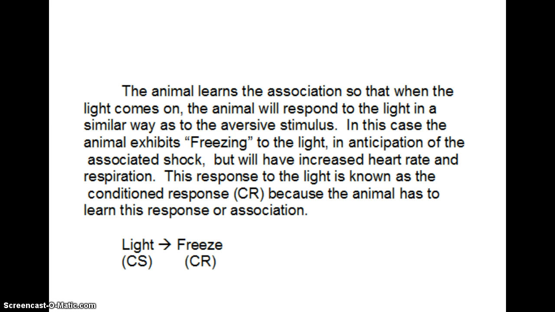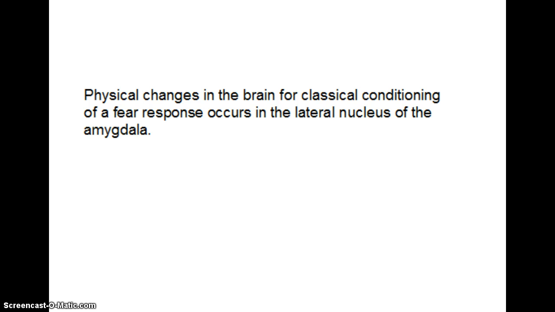So the conditioned response, which this is now called, is sometimes a little bit different, but is essentially very similar to the unconditioned response. But because it is occurring to the light, the conditioned stimulus, we now call it a conditioned response. And when you see the word conditioned, you want to think of learned. It's a learned response. He's had to learn to freeze to the light, where he didn't have to learn to jump to the shock. It turns out that there are physical changes in the brain that occur when classical conditioning of a fear response or an emotional response occurs. And this happens in that lateral nucleus of the amygdala.